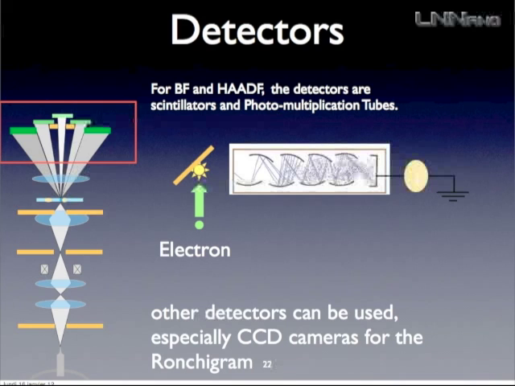Of course, I will discuss a lot about Ronchigrams, which are still not known to you. A Ronchigram is essentially a signal that is detected at infinity, or in the diffraction plane of your microscope. And for this signal to be measured, you usually need a CCD camera. And also, if you want to record a diffraction pattern, you need a CCD camera right here in this place. Okay, so now we have a basic idea of what the column looks like.